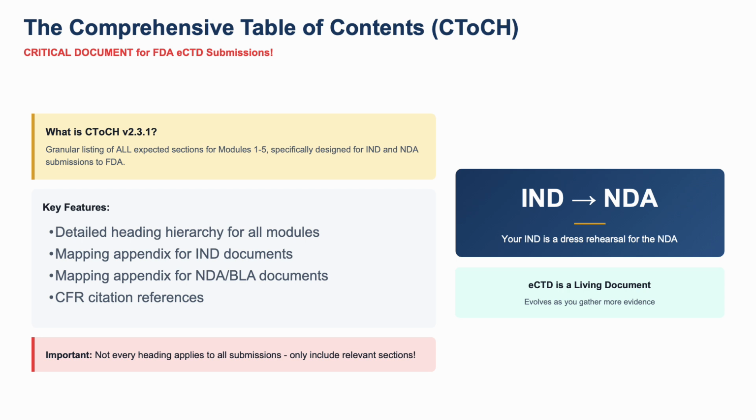The document also contains mapping appendices that show precisely where each type of document should be placed for both INDs and NDAs, with references to the applicable Code of Federal Regulations citations. A crucial concept to understand is that not every heading is applicable to all submissions. You must only include information under headings that are relevant to your specific application. Additionally, remember that eCTD submissions to FDA are living documents. Your IND is essentially a dress rehearsal for the NDA, evolving as you gather more evidence about your drug through the development process.